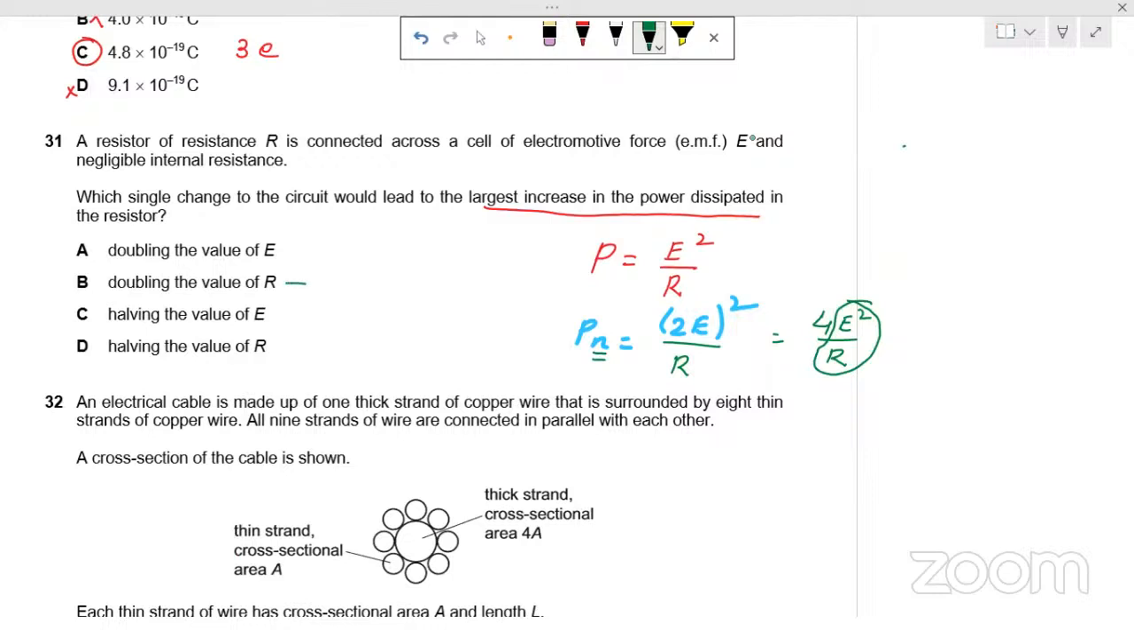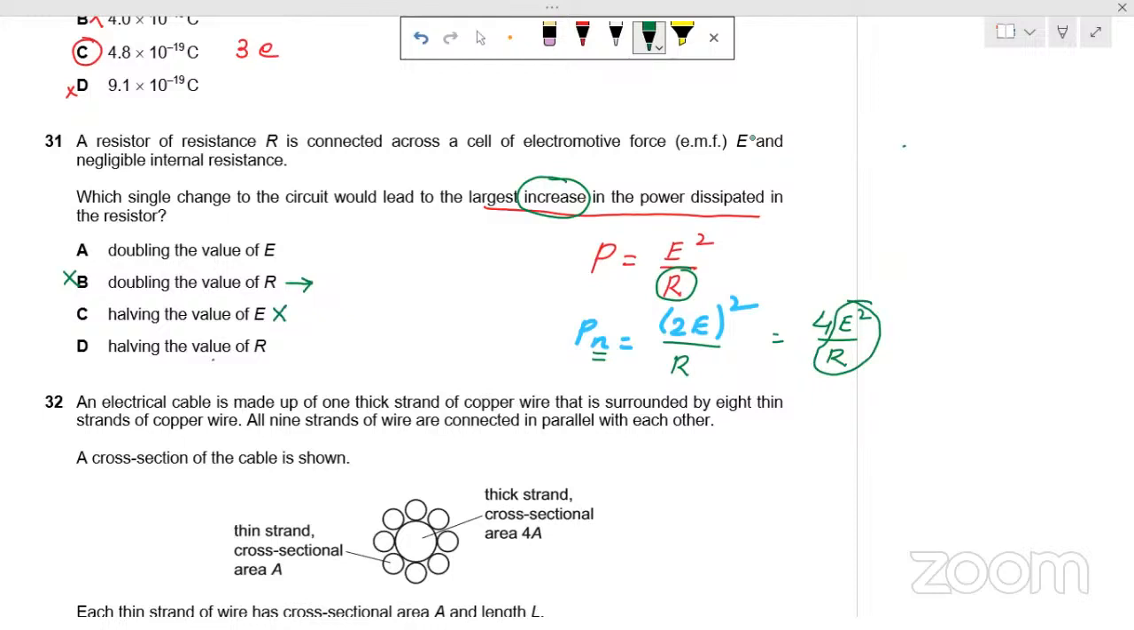Let us check the second option. Doubling the value of R will reduce the power further. We want the largest increase in power, so that will decrease the power, and this is not possible. Halving the value of E will further reduce the power, so that is also not possible.